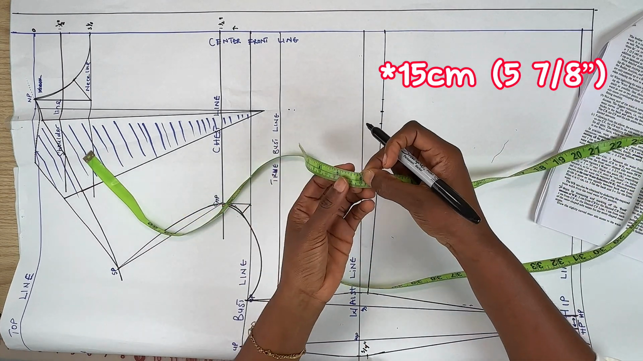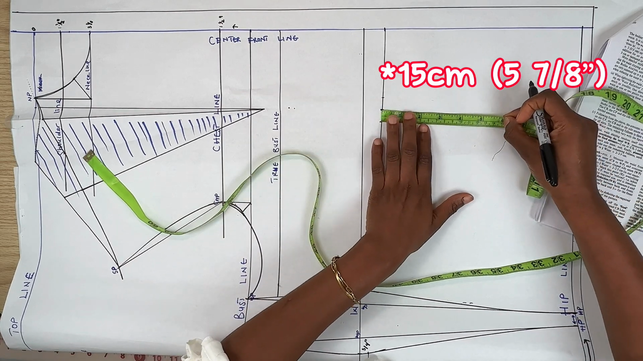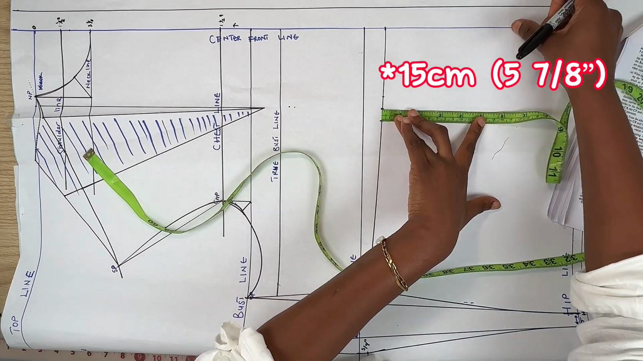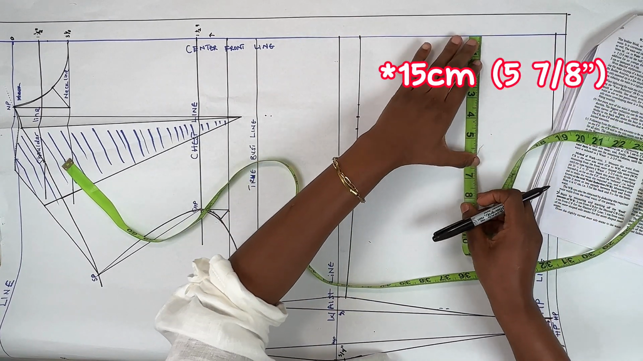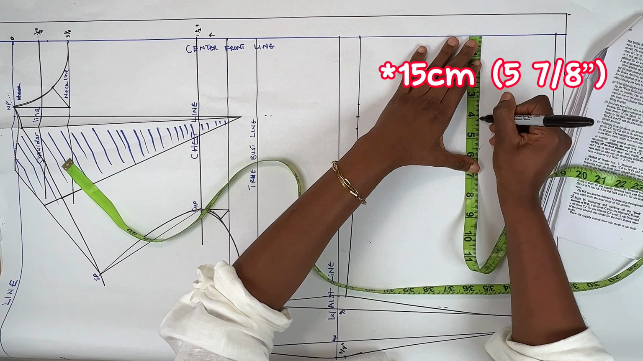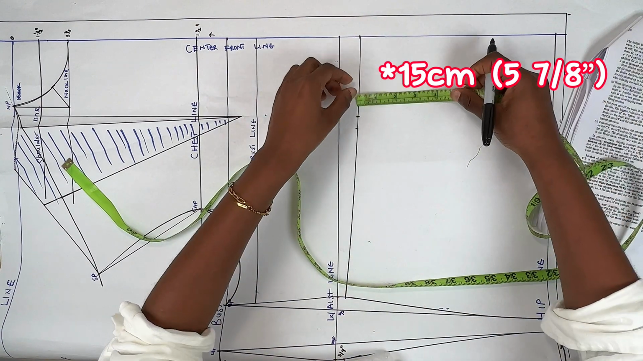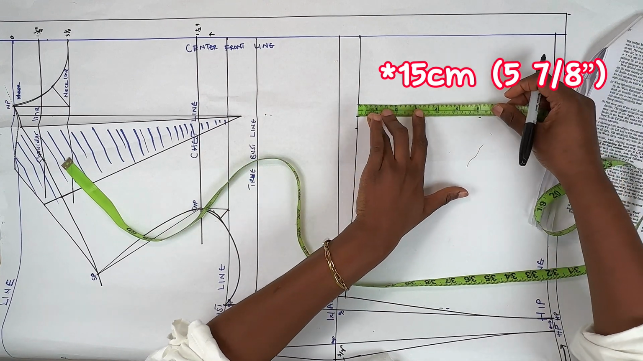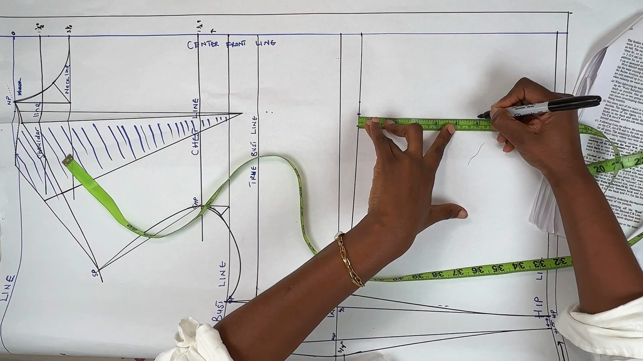Now for the bottom part, I'm going to use 15 cm. 15 cm is right here, and then I'm going to mark like so. But first, I'm going to come to the CF and also measure the 4 inch to make sure I get a straight line, a straight dart. So next I'm marking 15 cm, which is right around here.